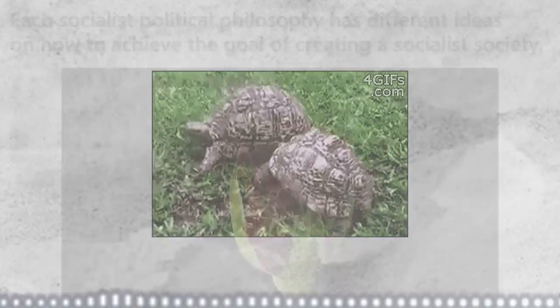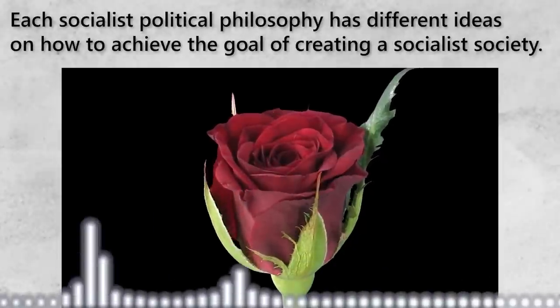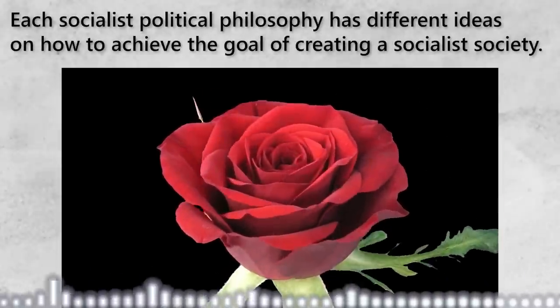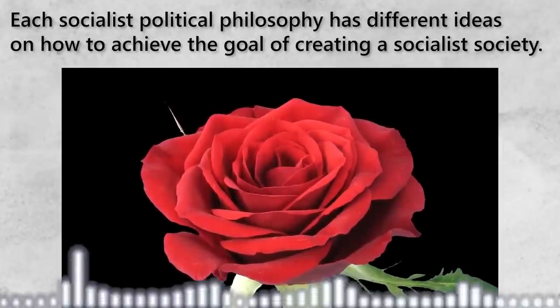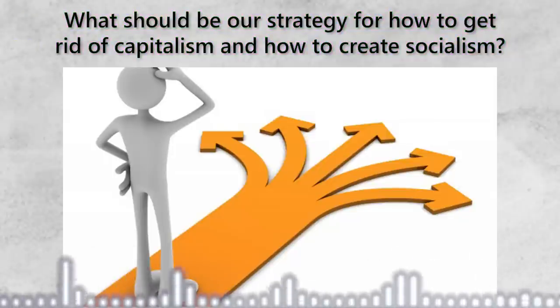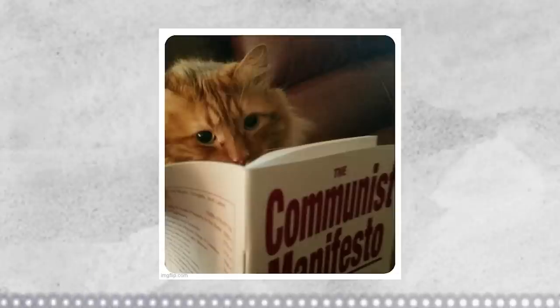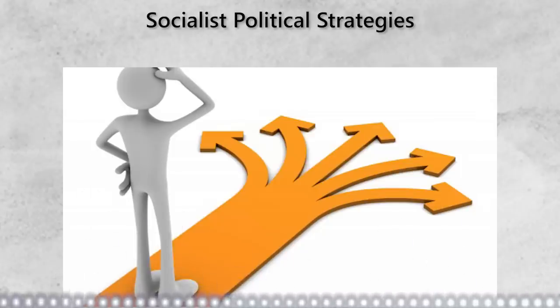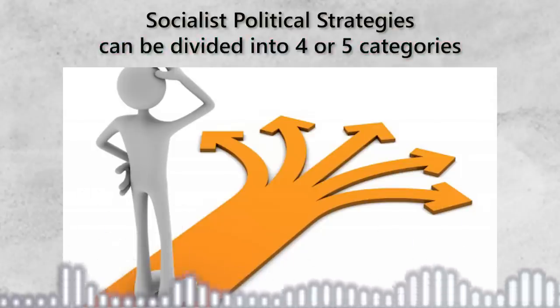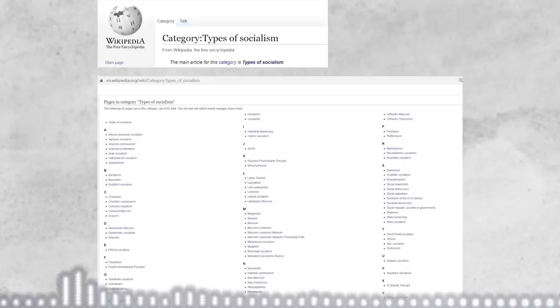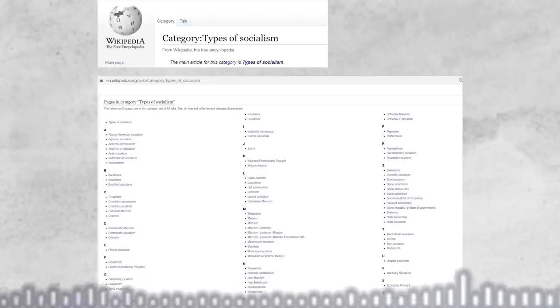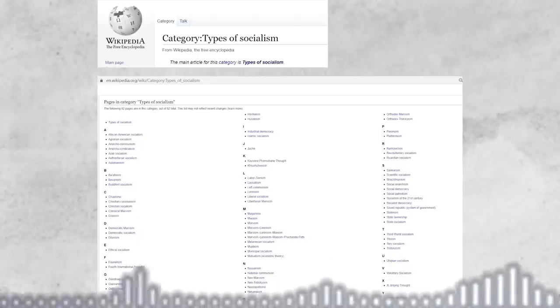Each socialist political philosophy has different ideas about how to achieve the goal of creating a socialist society. In other words, many of the differences between these political philosophies are about strategy. What should be our strategy for how to get rid of capitalism and how to create socialism? Or, as many of them would prefer, how to create communism. Even though there are many nuances of difference between these strategies, they can be divided into just four or five categories. And likewise, the long list of socialist political philosophies can also be divided into just four or five categories.